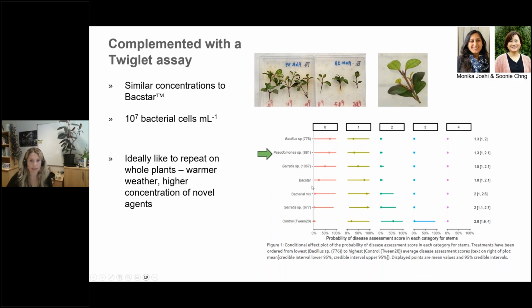Similarly with Pseudomonas, and you can see the BacStar down there, was either giving a 0, no infection, or a score of 1, but the Bacillus was outperforming it in this case. Again, it should be noted that our control, which is Tween, so this is just the carrier, delivered with Austropuccinia psidii 7 days later, and what you can see is that our infection score was around a 2. So again, it wasn't huge amounts of infection. We'd like to improve our ability to cause infection on these plants, so again, we'd like to repeat that with a higher concentration of the novel agents.